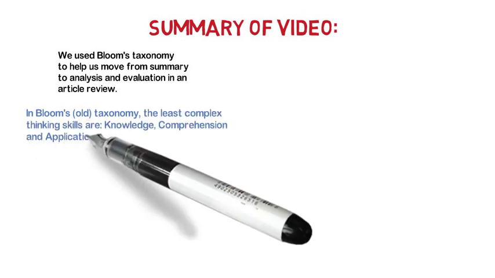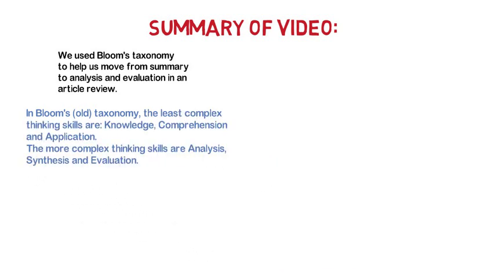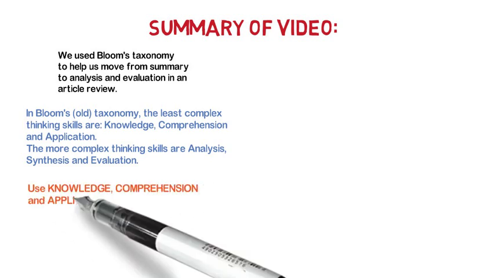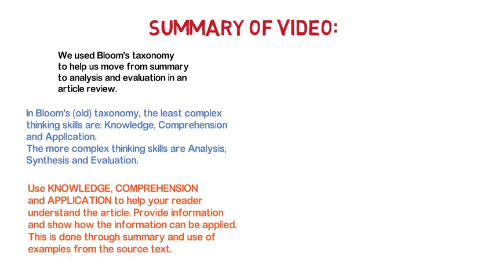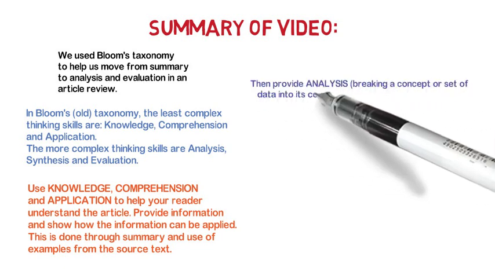And those lower order thinking skills are really important because they provide the knowledge that your reader needs to understand the higher order thinking skills of analysis, synthesis, and evaluation. So if you don't provide some description, some information, your reader will find it hard to understand your analysis. So summary and examples from the source text provide your reader with the lower order comprehension skills.